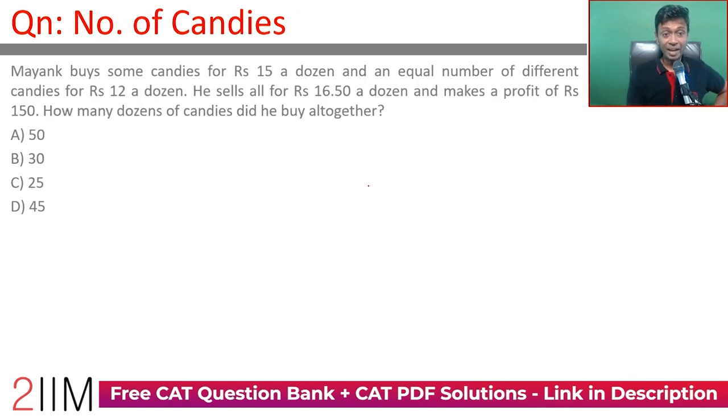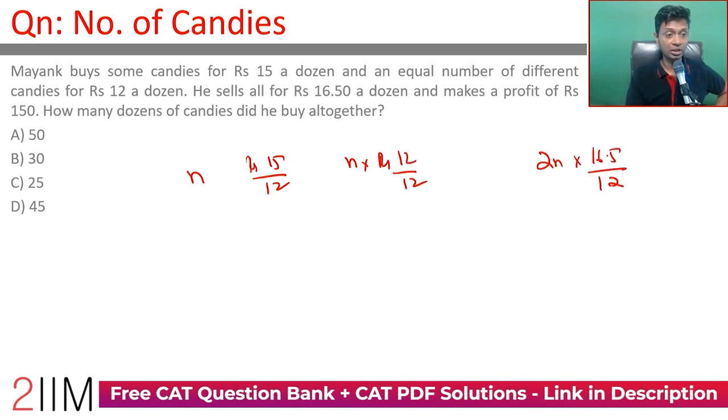Mayank buys some candies for 15 a dozen and an equal number of candies for 12 a dozen. And so let's say he buys n candies at rupees 15 by 12 each, and then n candies at rupees 12 by 12 each. He sells all of them, that is 2n of these, at 16.5 by 12 each, and makes a profit of 150. How many dozens of candies does he buy?